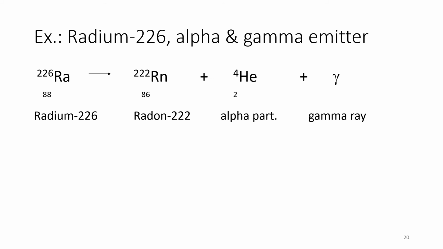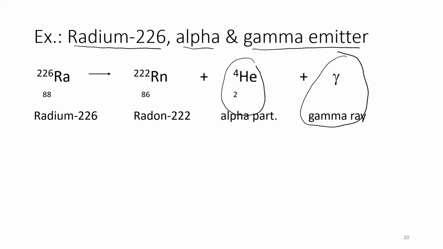So you can have radioactive isotopes that give off more than one type of emission. For example, radium-226. It's an alpha and a gamma emitter. So again, if you have a gamma emitter, all you have to do for that is just write the gamma symbol. So if you were asked to write a nuclear equation, you would just write your gamma symbol here. And then alpha, we learned before, the alpha symbol is my helium-4. So I would write that.